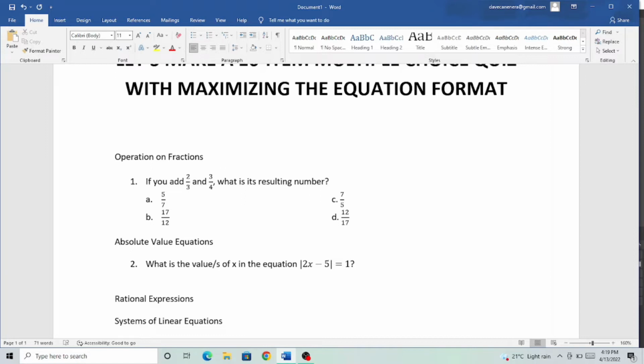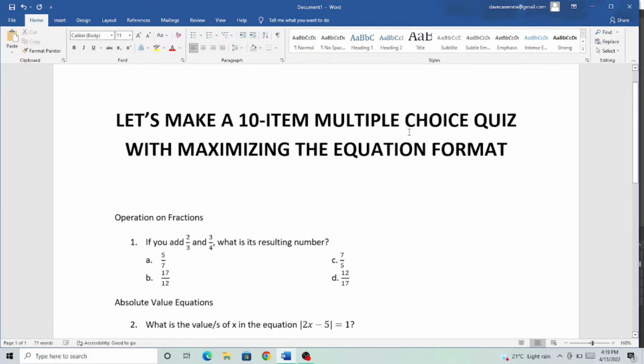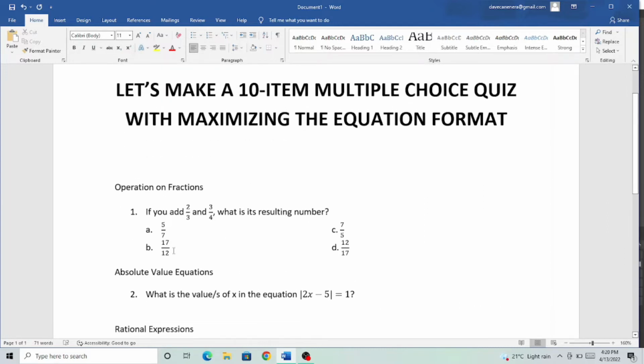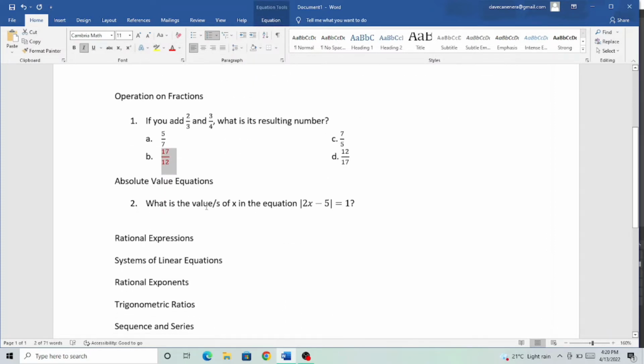I'll be simulating the choices, and before I forget, if you are making your multiple choice quiz, make sure to highlight your answer for your answer key to avoid confusion. So here the correct answer is 17/12, so we'll be highlighting it.